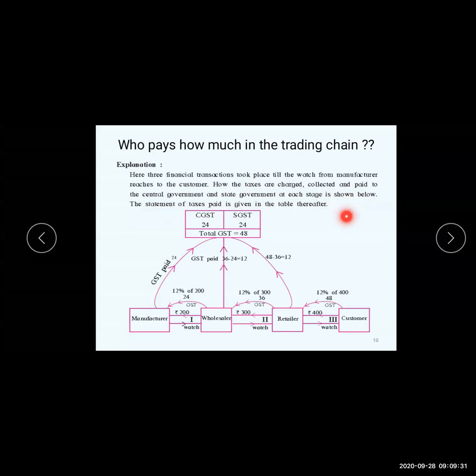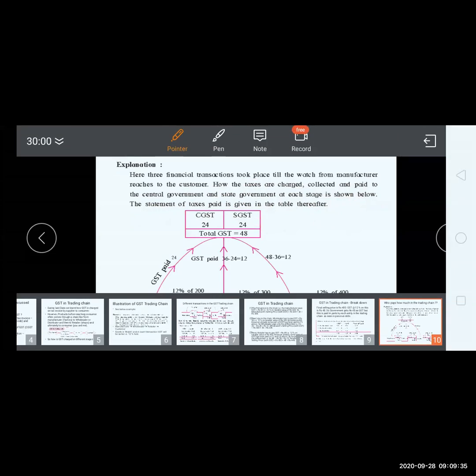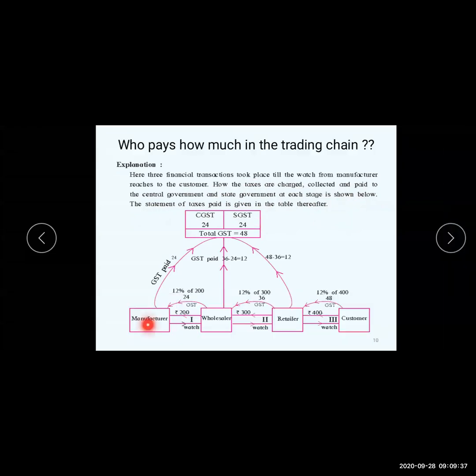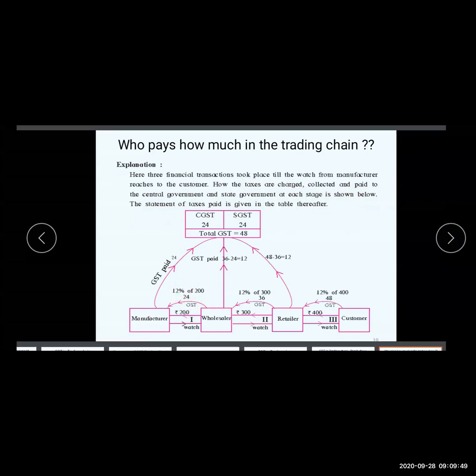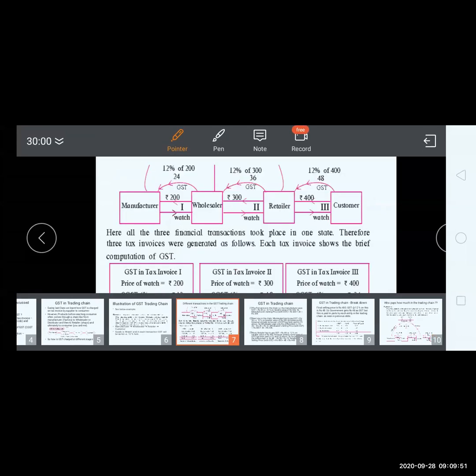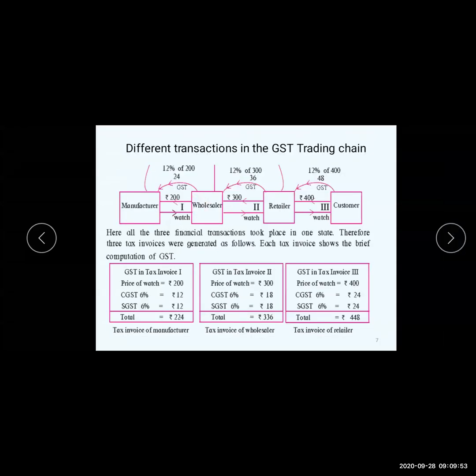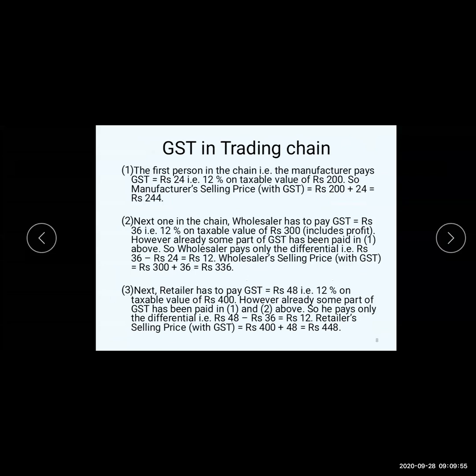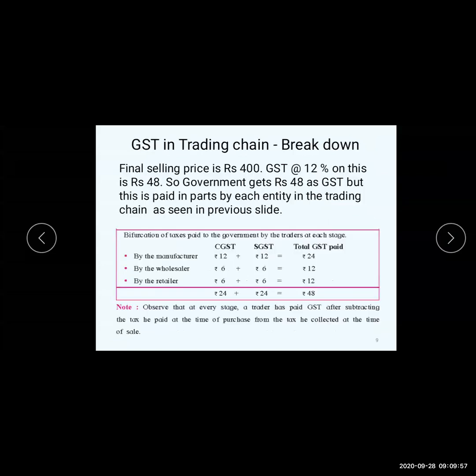So now see here, CGST and SGST total is 24, that is 48. The manufacturer sells the watch to the wholesaler for rupees 200 and the rate of GST is 12%, so 12% of 200 will be rupees 24.